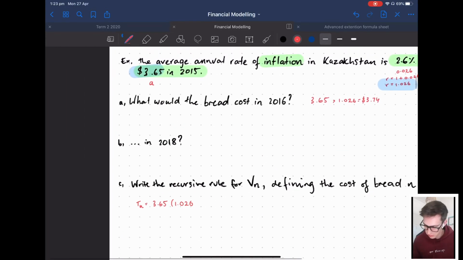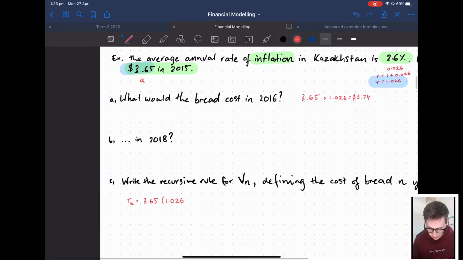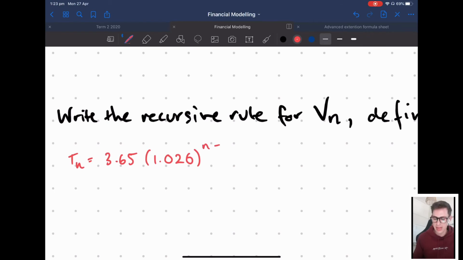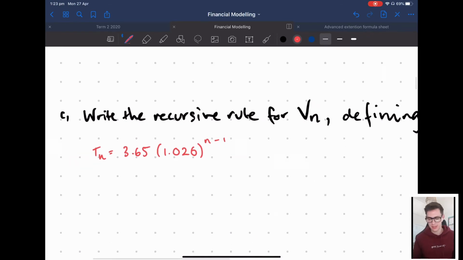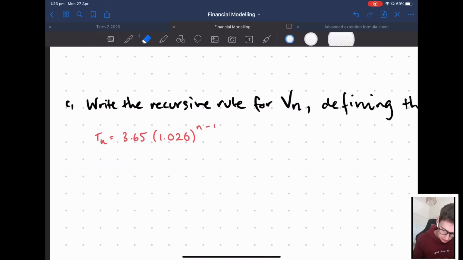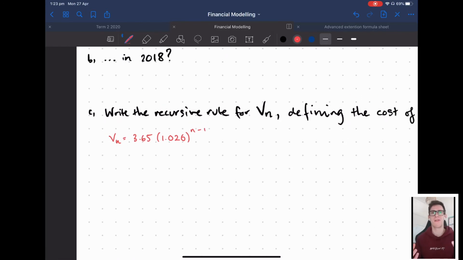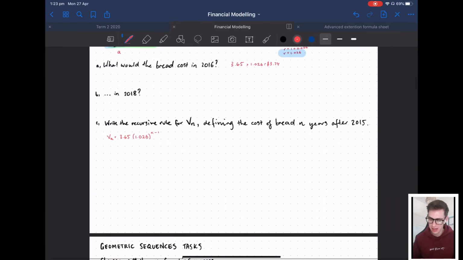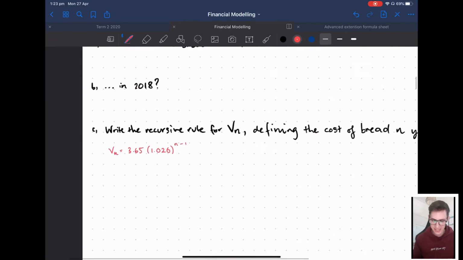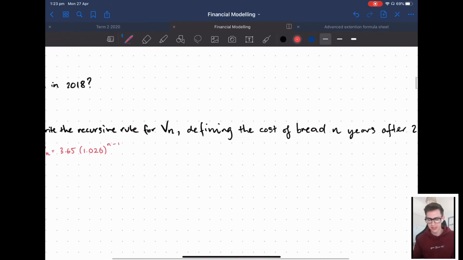Probably forgotten something there. Let's double check real quick. No, looks good, looks good. Where n minus 1. And that's our recursive rule. The only thing I've done wrong there is I've done T instead of V, where we're using V to mean value, but it's still the term. So you're not that wrong for using T. Okay, so that's C done. We just want to find the rule for n years.